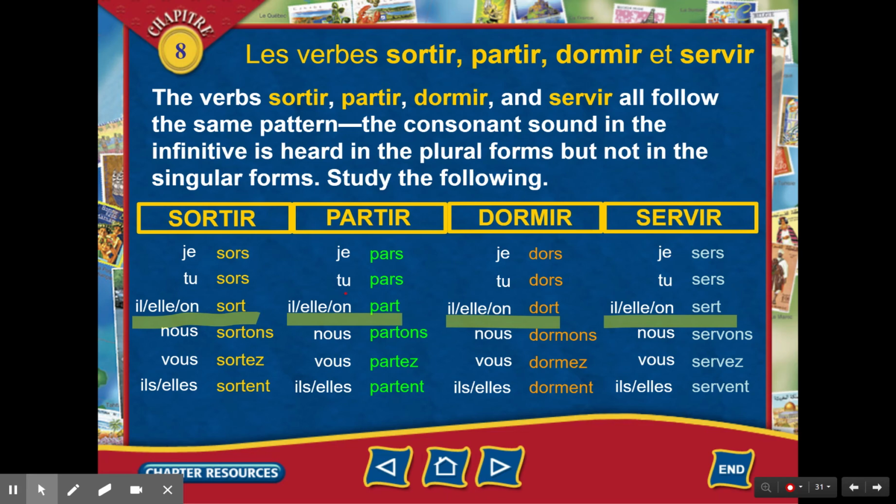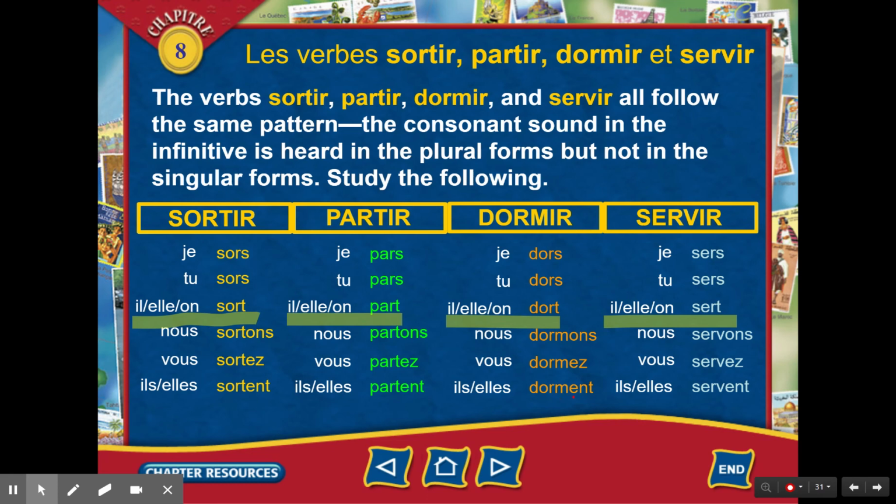Je pars, tu pars, il part, elle part, on part. Nous partons, vous partez, ils partent, elles partent. All right, let's do dormir. Je dors, tu dors. Il dort, elle dort, on dort. They all sound the same, right? Here's where we get a little different. Nous dormons, vous dormez, ils dorment, elles dorment.